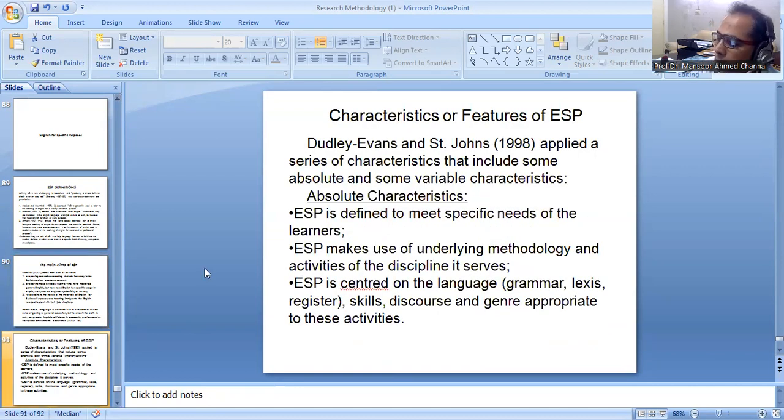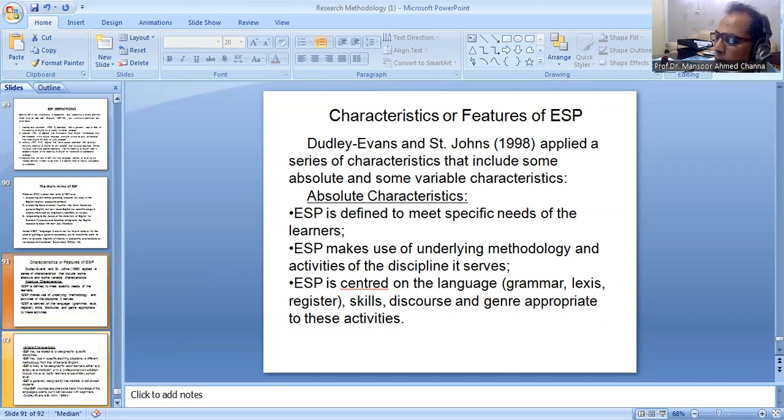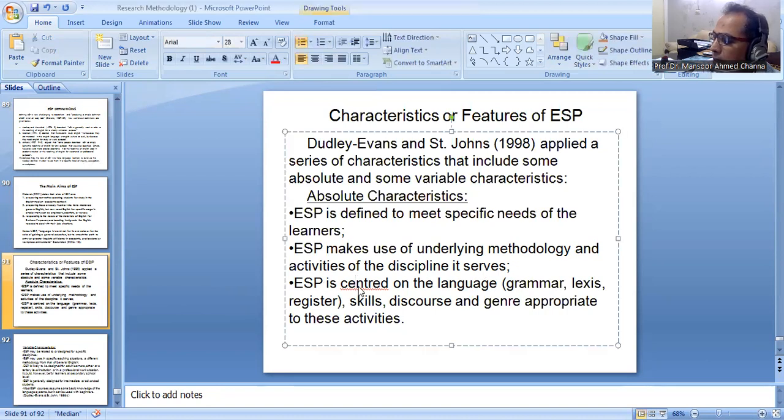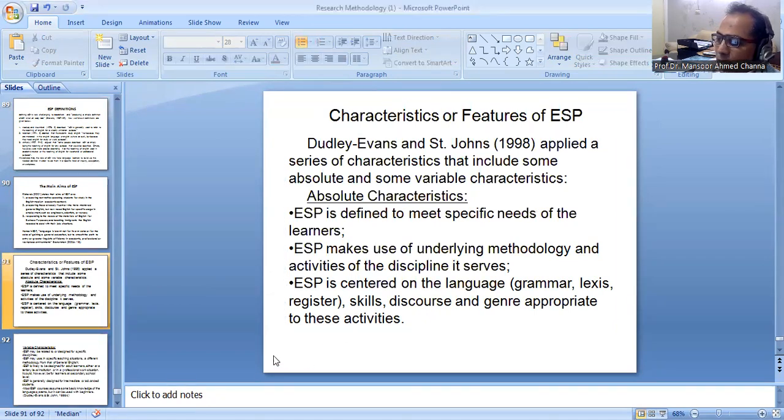Now, there are two types of characteristics or features of ESP. Dudley-Evans and St. John, 1998, applied a series of characteristics that include some absolute and some variable characteristics. Absolute characteristics: ESP is defined to meet specific needs of the learners. ESP makes use of the underlying methodology and activities of the discipline it serves. ESP is centered on the language, like grammar, lexis, register, skills, discourse, and genre appropriate to these activities.